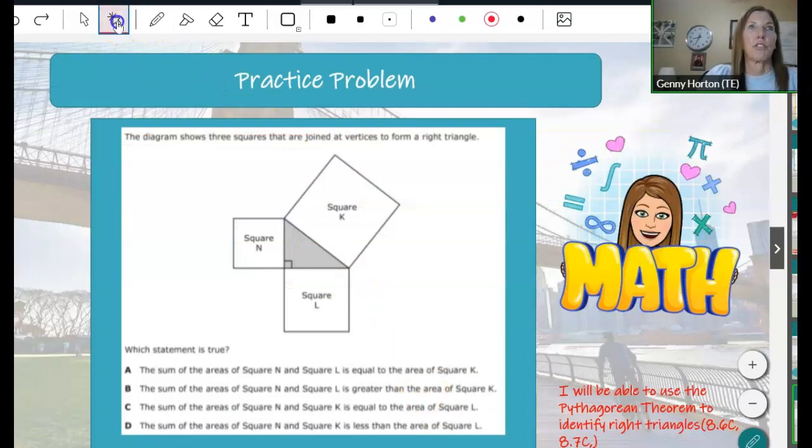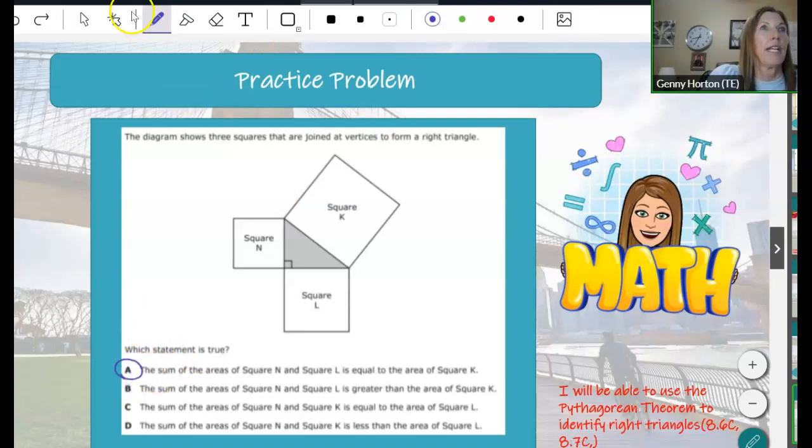So we'll do a couple of practice problems here. This one, I believe, was an actual STAAR question a few years ago. It says, which statement is true? So we have square N, square L, and square K. For A, the sum of the areas of square N and square L, so sum means add, so you add this area plus this area, is equal to the area of square K. Now that's it. We already hit the correct answer. So look at the other ones and let's see what makes those wrong.